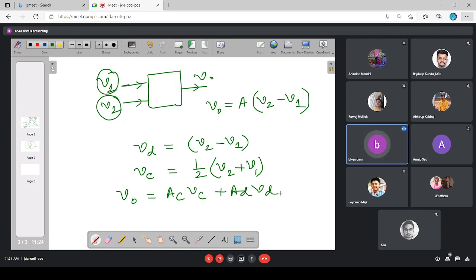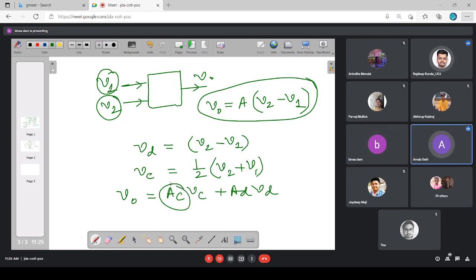Now, our aim with a difference amplifier is that the output should exactly amplify the difference signal, and it should not have any effect of the common part of the two input signals. So our interest is in this thing only. That means we expect that the AC value is 0, negligible, and this AD is exactly your A. Okay, that should be the ideal scenario. But no difference amplifier is ideal.